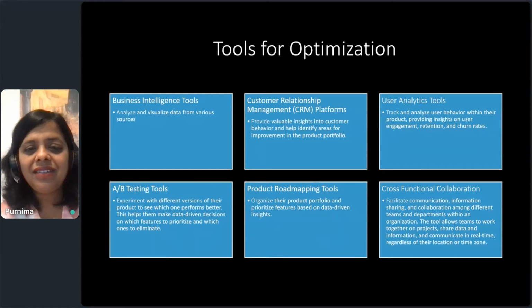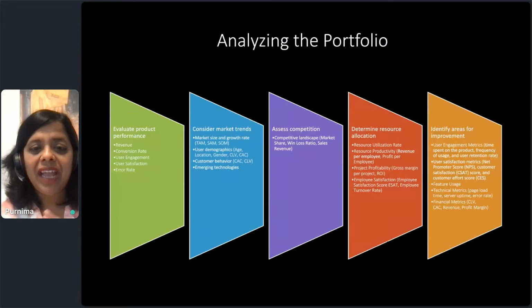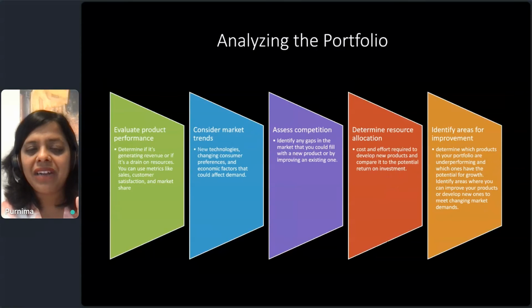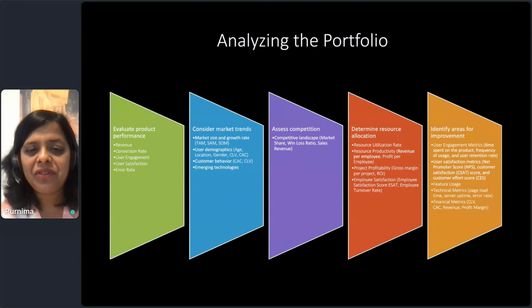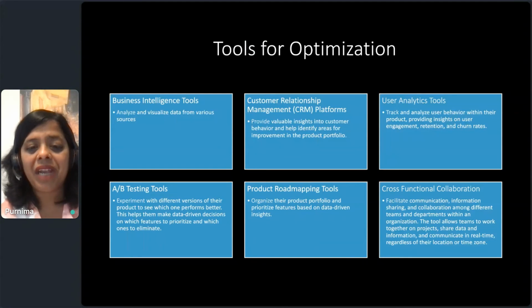Then, so what are these different tools for optimization? So I have the objectives figured out. Now I have analyzed my portfolio. The only way I can automate it is if I have tools enabled for all of this. And this is from personal experience. I see them broken down into 6 different categories.